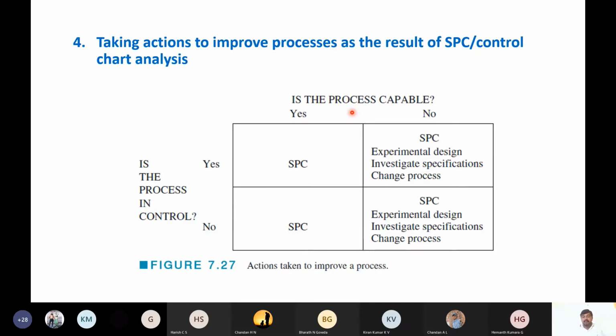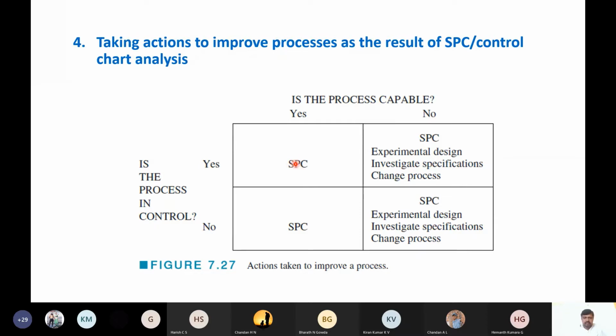So already we discussed process capability. If process capability is more than 1, that is always desirable. If it is less than 1, that is problematic. That we already discussed in detail. So you should ask these two questions: is the process in control and is the process capable? For both questions, if the answer is yes, you can go for implementing statistical process control tools because it is a continuous improvement process.